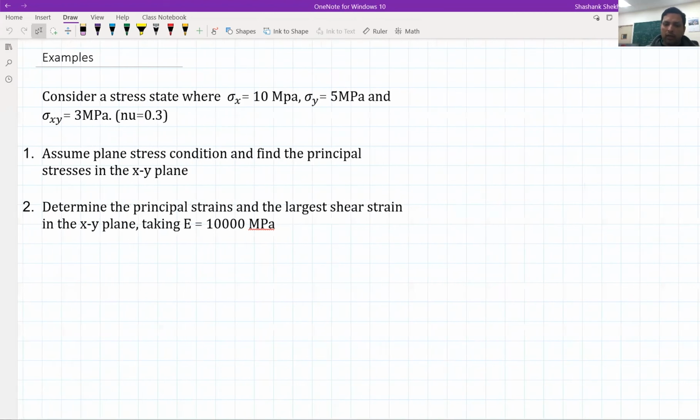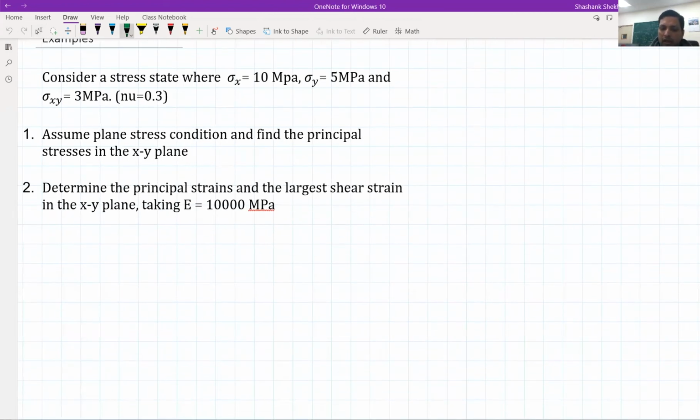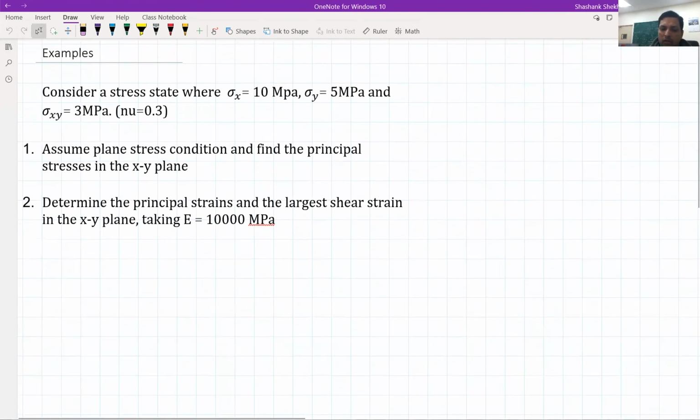So this is an example based on what we have learned overall for this chapter. It is given that consider a stress state where sigma x is equal to 10 megapascal, sigma y is equal to 5 megapascal, and sigma xy is equal to 3 megapascal, and nu is equal to 0.3. Assume plane stress condition and find the principal stresses in the xy plane. Determine the principal strains and the largest shear strain in the xy plane, taking E equal to 10,000 MPa. So basically you have 10 gigapascal elastic modulus, E has been given.